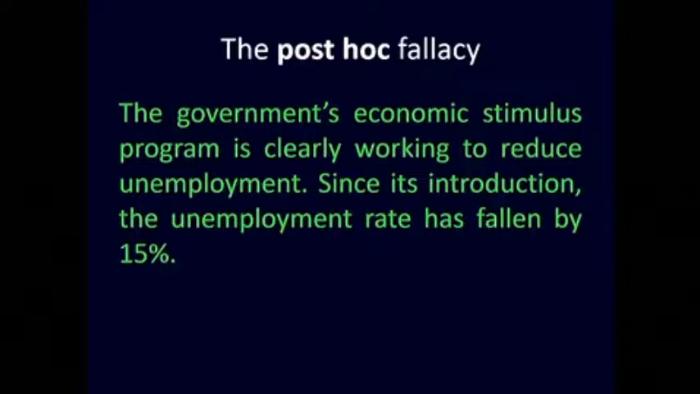Here's a more realistic example. The government's economic stimulus program is clearly working to reduce unemployment. So that's the conclusion of the argument. Here's the evidence. Since its introduction, the unemployment rate has fallen by 15%. So we introduced the policy, and then unemployment fell by 15%. So therefore the policy's working, right? That's a causal claim. It's saying that the fall in unemployment was caused by, at least in part, the policy. Right? But again, that doesn't follow.